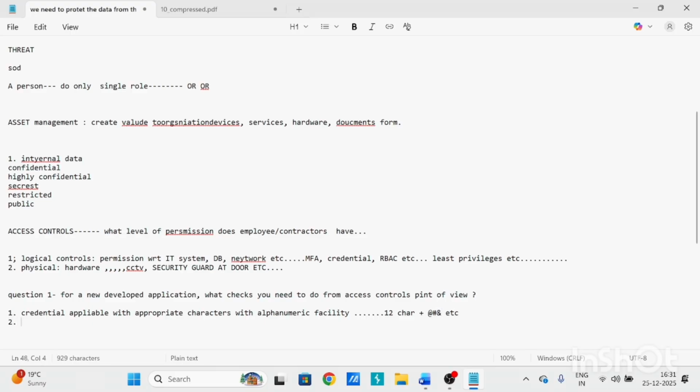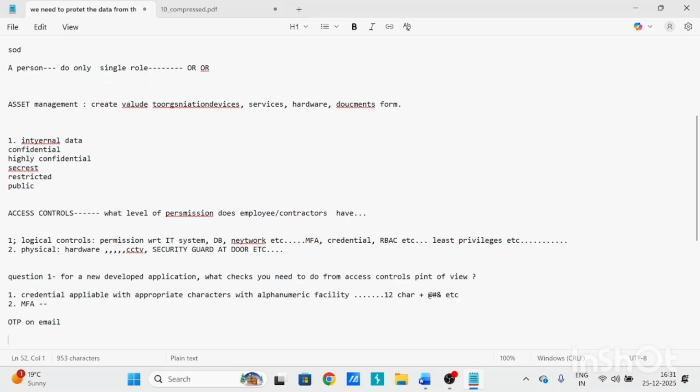Second thing, we need to ensure that MFA is in place. Multi-factor means OTP. Third thing, let me explain the MFA in more detail: OTP on email and OTP on mobile.